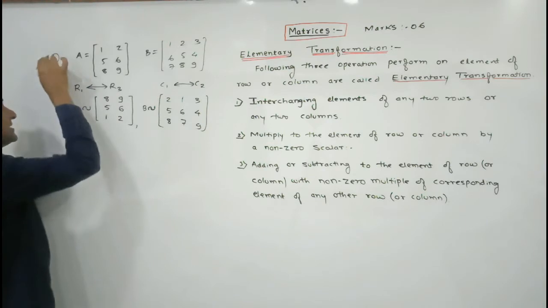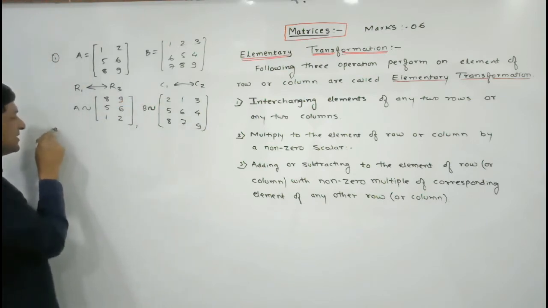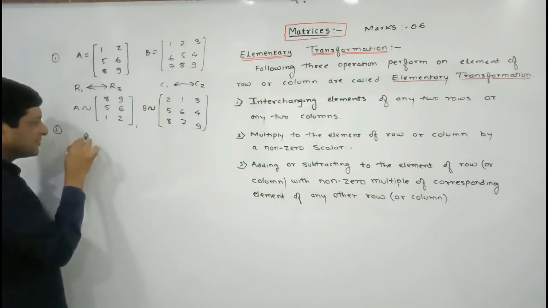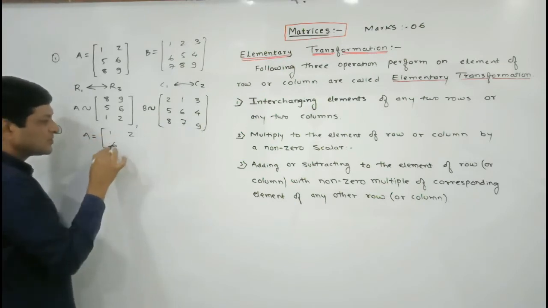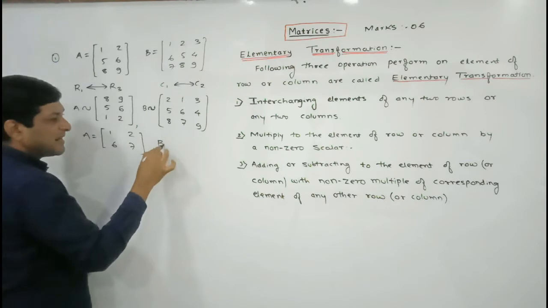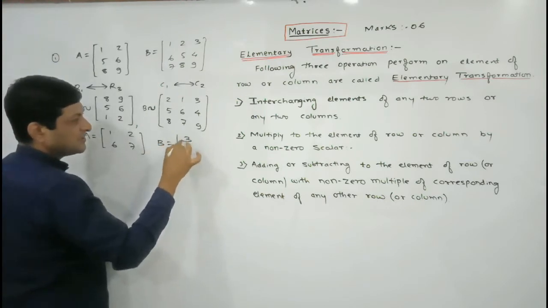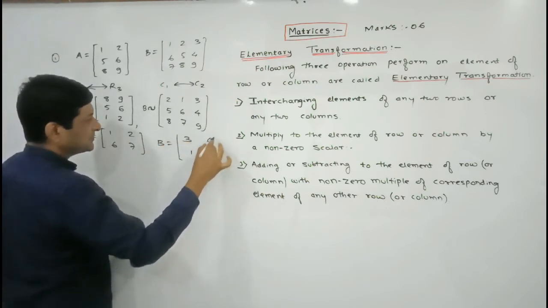So this was the example of the first operation. Now we are discussing the second operation. Let us suppose that A is one matrix and let its elements be 1, 2, 6, 7, and B is another matrix, let its elements be 3, 6, 1, 5.